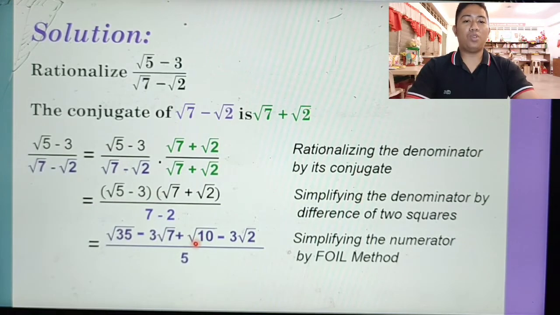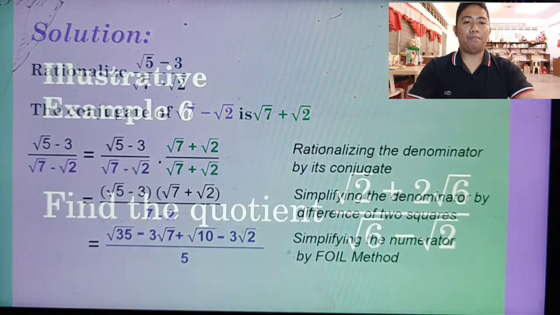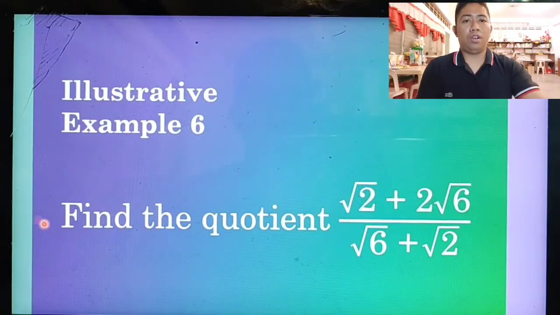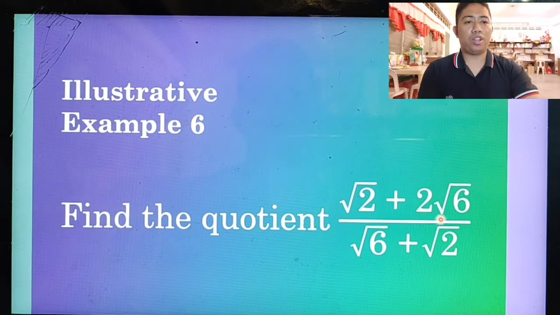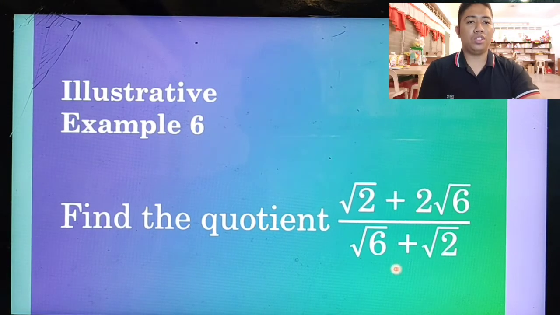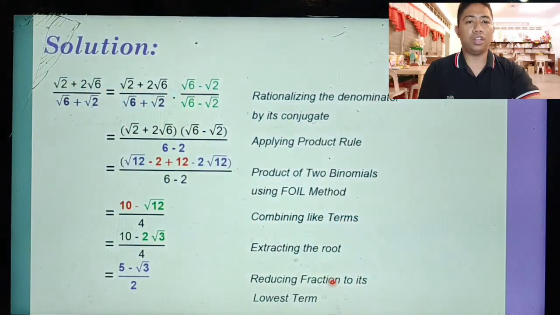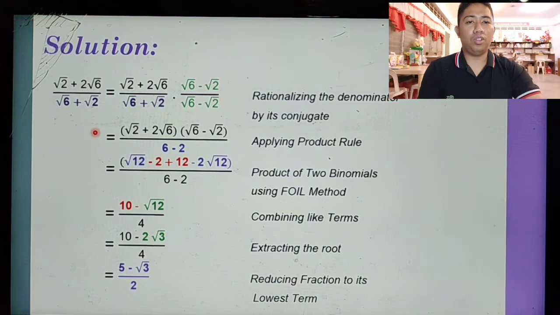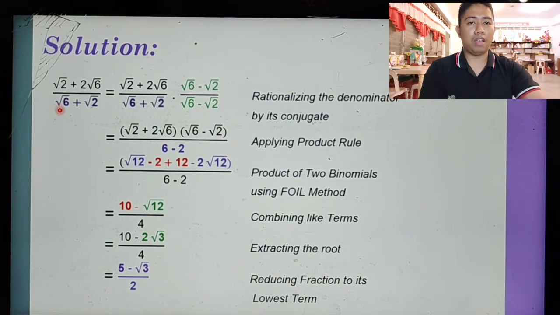So let's move on to our last illustrative example. How will you find the quotient of the given radical expression, square root of 2 plus 2 square root of 6 all over square root of 6 plus square root of 2? So to simplify this kind of radical expression and find this quotient, here is the solution. The solution is very long, but it is self-explanatory.